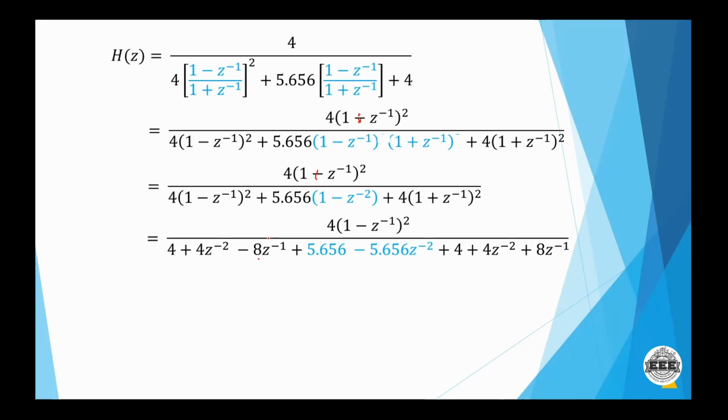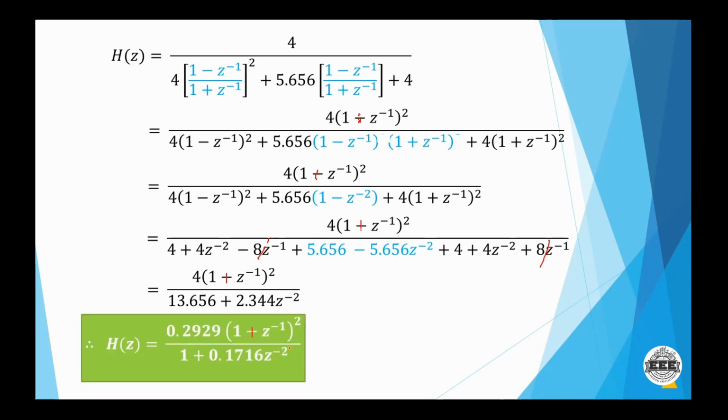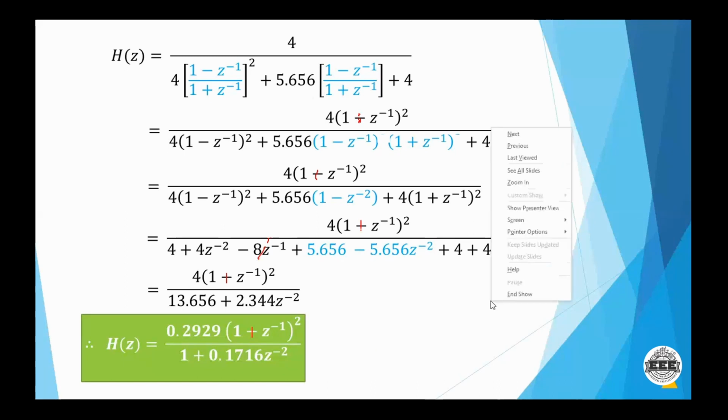Here minus 8z and plus 8z get cancelled. Then further simplifying, we get the value shown here. So the final value of H of Z is 0.2829 times 1 plus Z inverse square divided by 1 plus 0.1716 Z square. So this is the final value of H of Z.